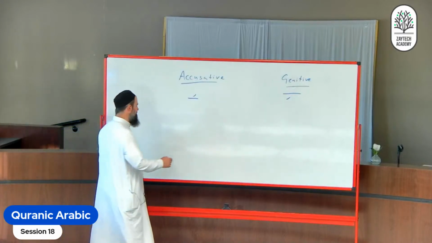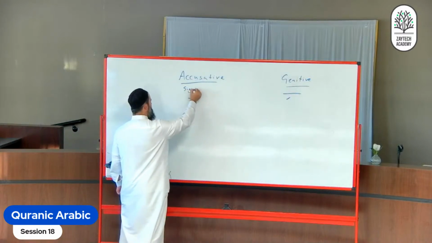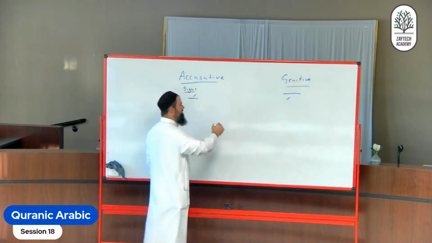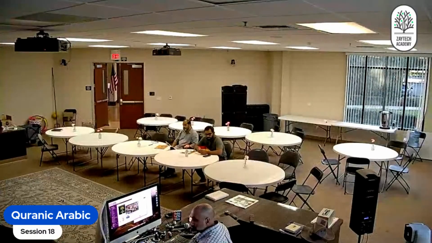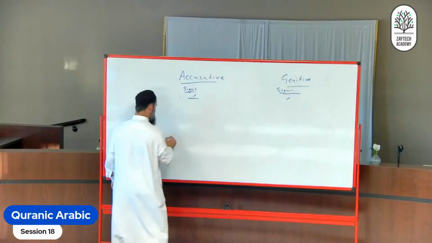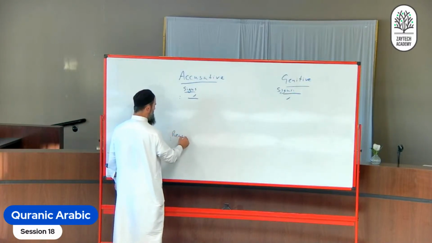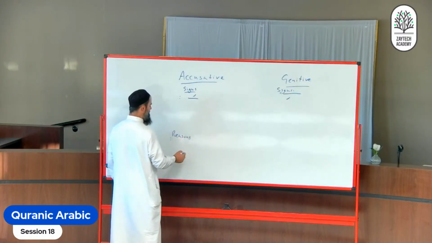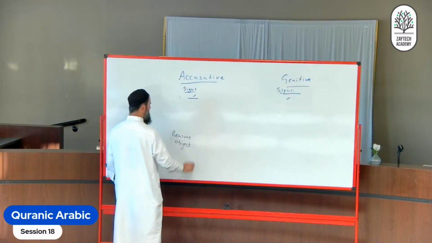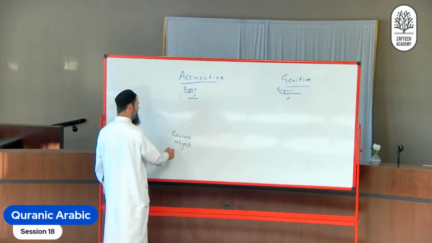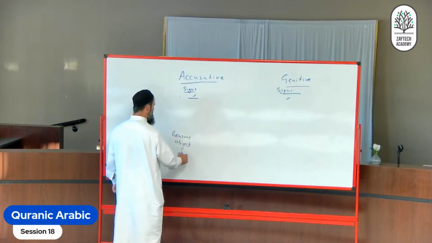Object. So it's going to be the object. I'll put signs here. Signs. And signs. Okay? And then I have reasons. Why does a word have a fatha? So number 1 is the object. Okay, object of a verb. Number 2, it's an adverb. Right, adverb.